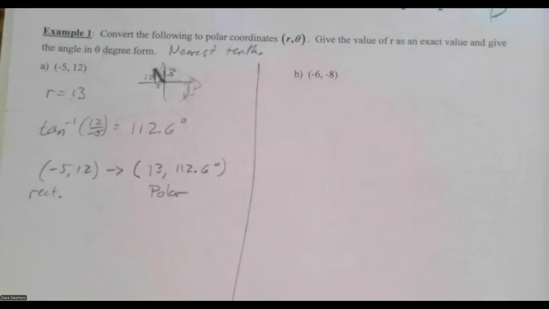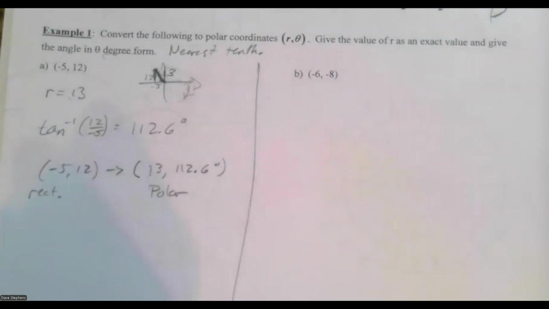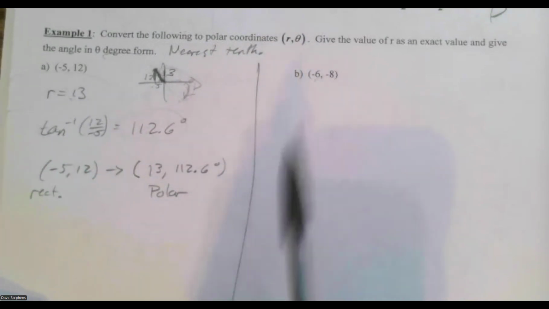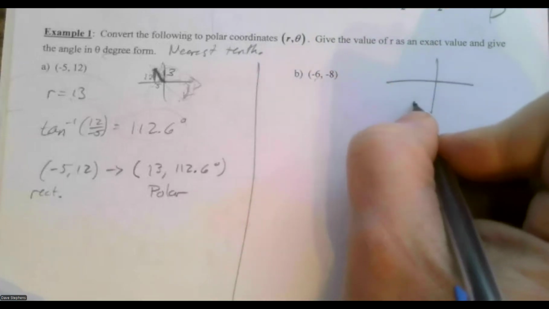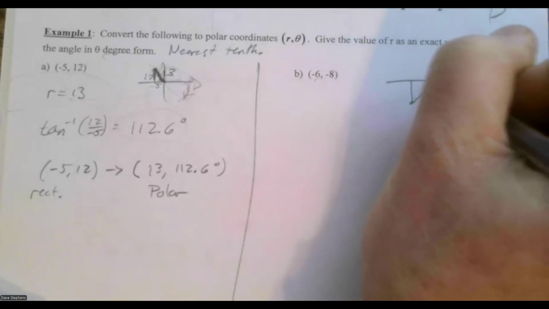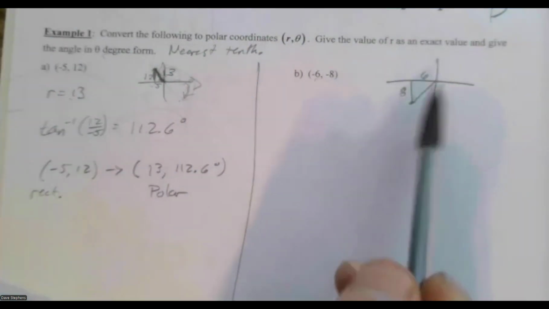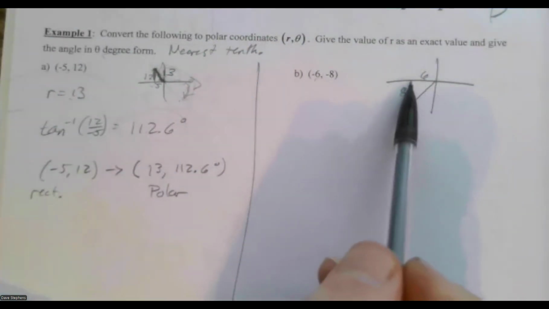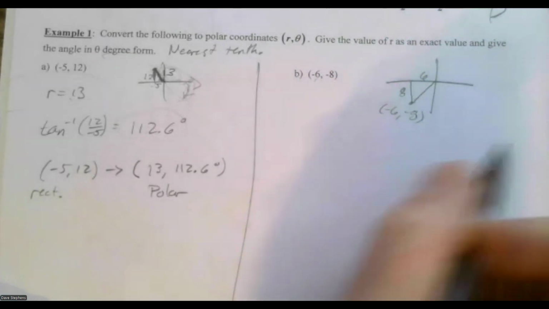All right, let's try this other one here. Negative 6, negative 8. That's going to put us in the fourth quadrant, or excuse me, the third quadrant. Negative 6, negative 8. That negative 6 is somewhere in here. And if we think about the triangle that we're drawing, that means I have a distance of 6 here and a distance of 8 here. Yes, it's a negative 6 for x and a negative 8 for y. Negative 6, negative 8 is that coordinate point.